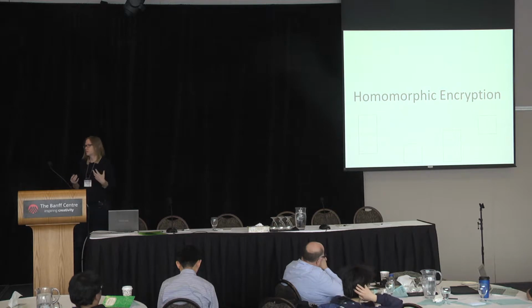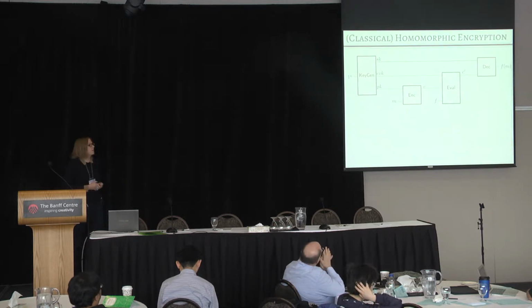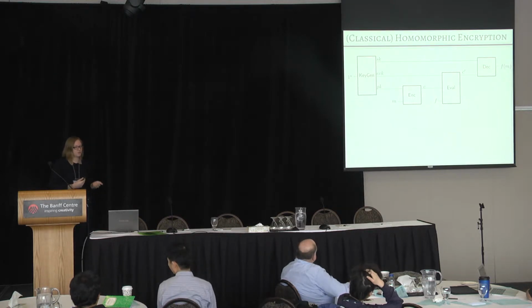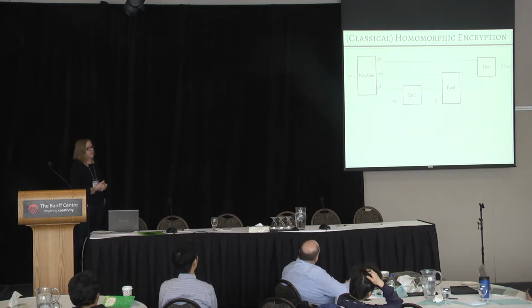And I'm going to start with classical homomorphic encryption, which is very similar to quantum homomorphic encryption. So a classical homomorphic encryption scheme consists of 4 polynomial time randomized algorithms. The first is some key generation procedure, which takes some security parameter, kappa, and it outputs 3 keys. So there's a decryption key, sk, an evaluation key, evk, and an encryption key, pk. And then there's an encryption procedure, which takes the encryption key and some message m and outputs a ciphertext.